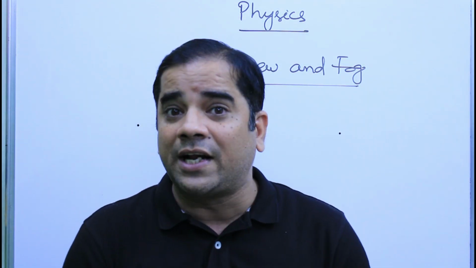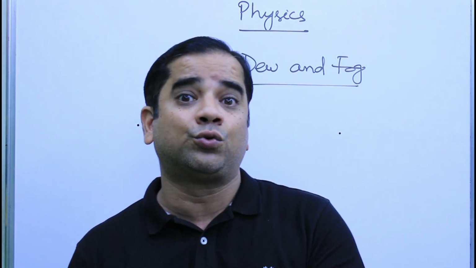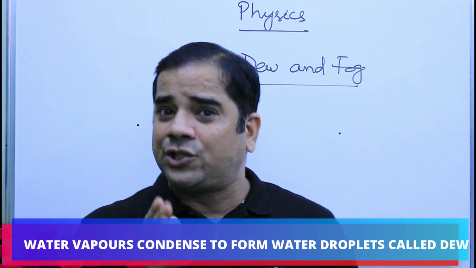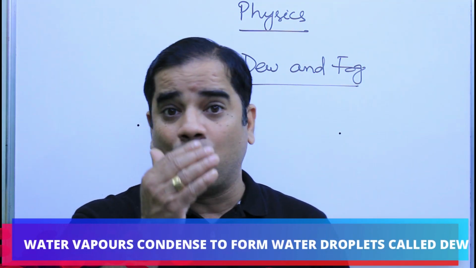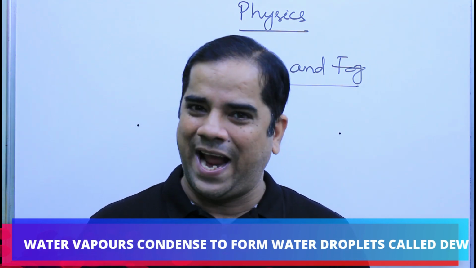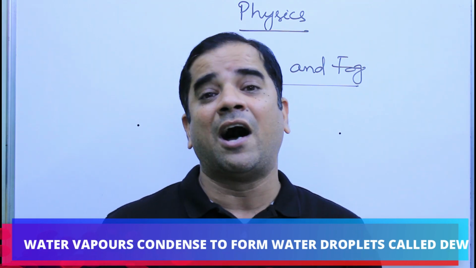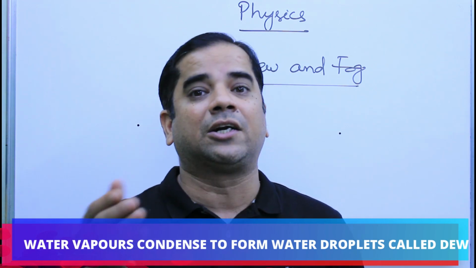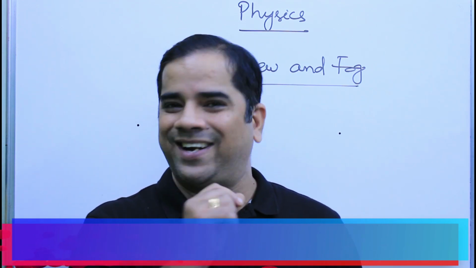So what happens with condensation? The water vapor goes to its liquid state and forms water droplets. And these droplets which we see on the window pane, leaves and flowers are called dew. This is nothing but the phase change of gas to liquid, water vapors to water droplets, due to condensation.